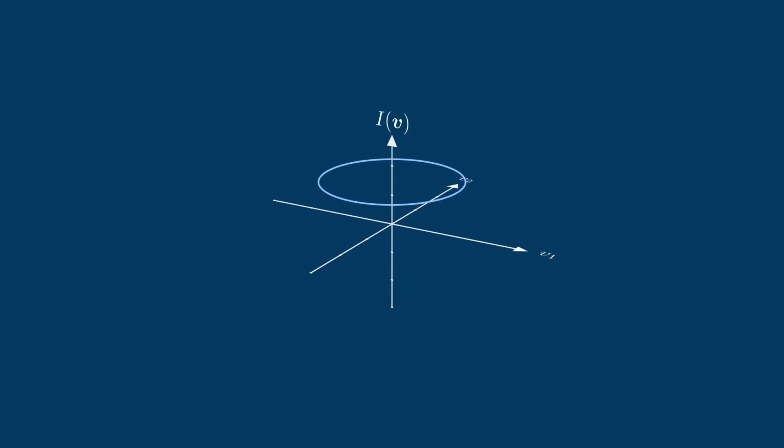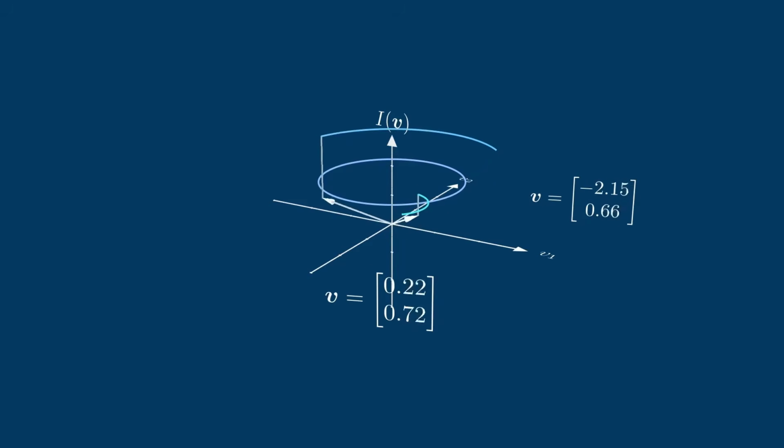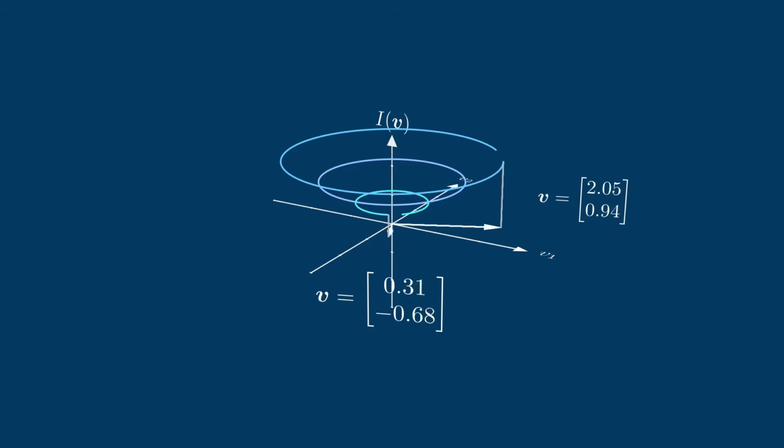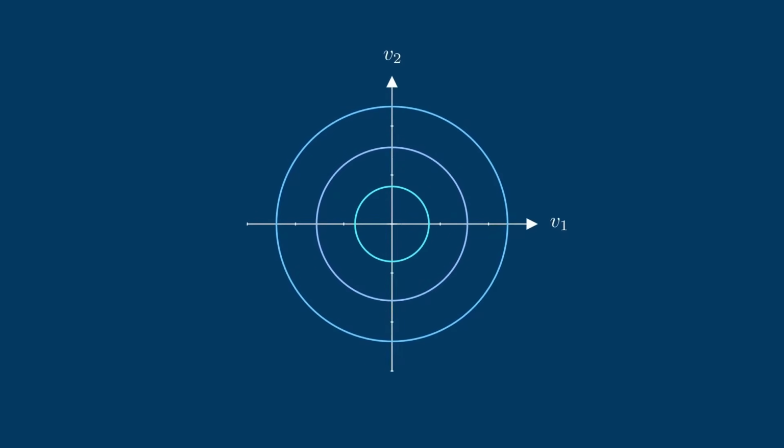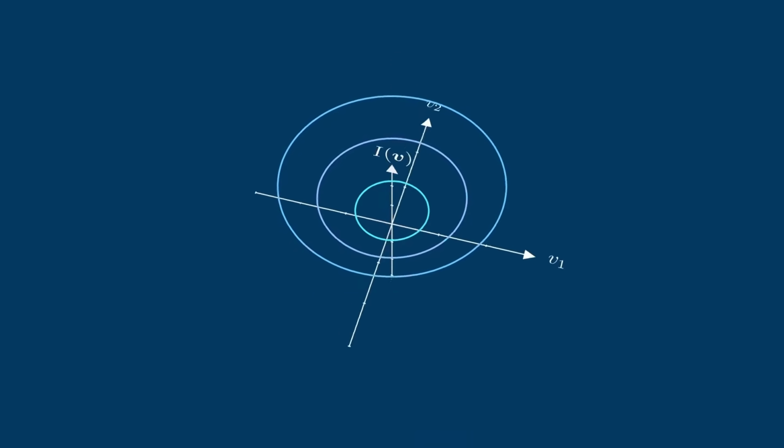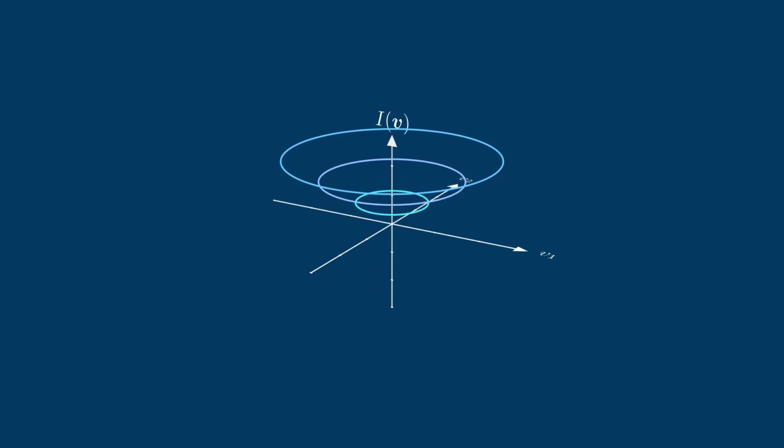We can repeat this reasoning for other velocity tensors with different components v1 and v2. For these velocities, the function I may evaluate to other values. But again, when we rotate the tensors, the function values must not change. If we look at this from the top, we can see that the function's values stay constant along circles around the origin. Or in other words, the contour lines of the invariant must be circles. So if we want to find invariants, we just need to find functions whose contour lines form circles around the origin.